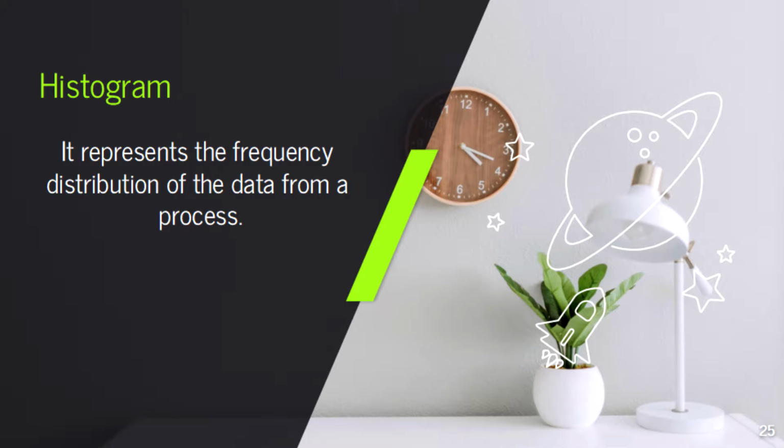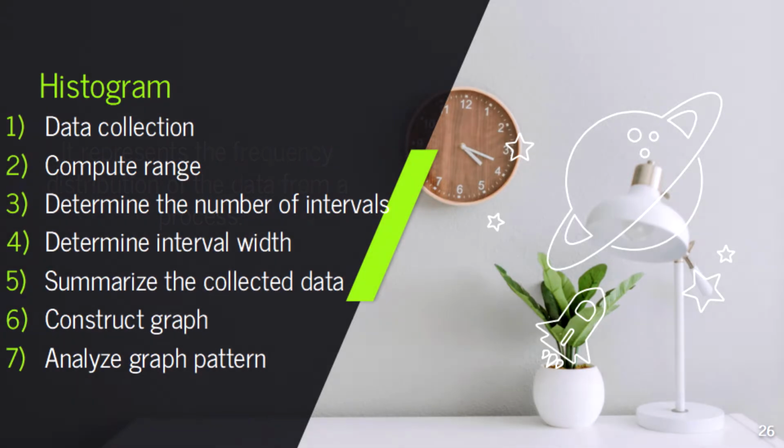In addition to that, a histogram is a type of bar chart representing the frequency distribution of the data from a process. Only one parameter can be used for constructing this chart. Let me discuss how to make a histogram.